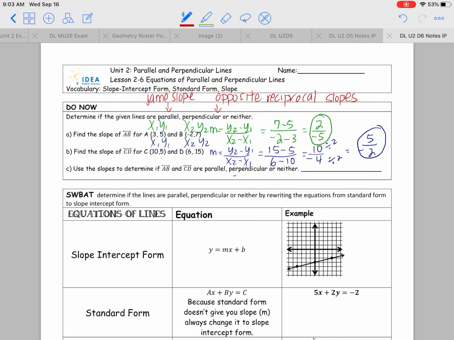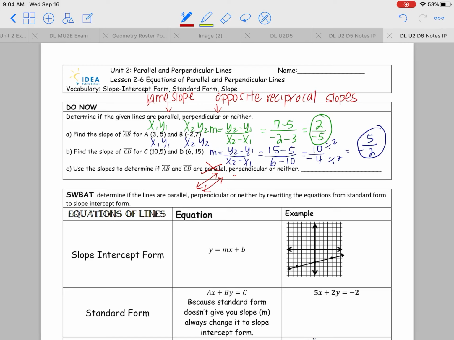All right, now for the last step, we have to determine whether the lines are parallel, perpendicular, or neither. If they're parallel, that means that the lines will never intersect, and they're going to have exactly the same steepness, so they have the same slope. For this particular problem, -2/5 is not the same as -5/2, so these lines are not parallel.